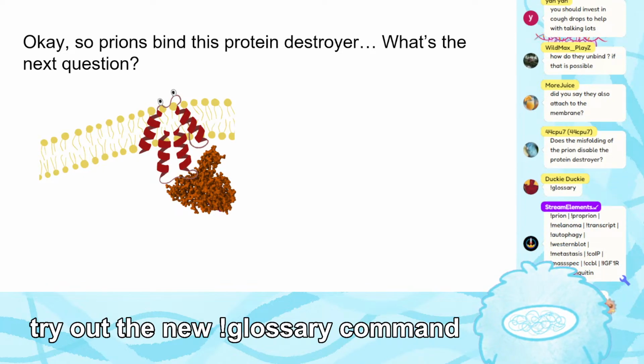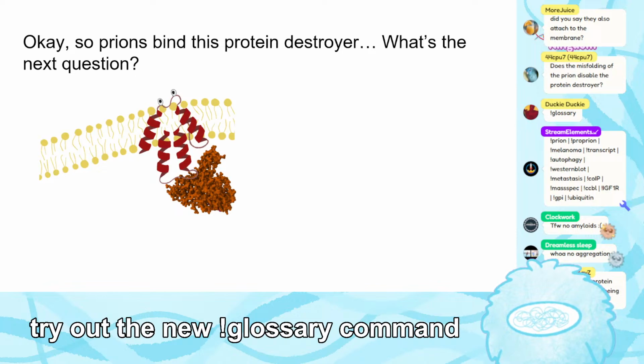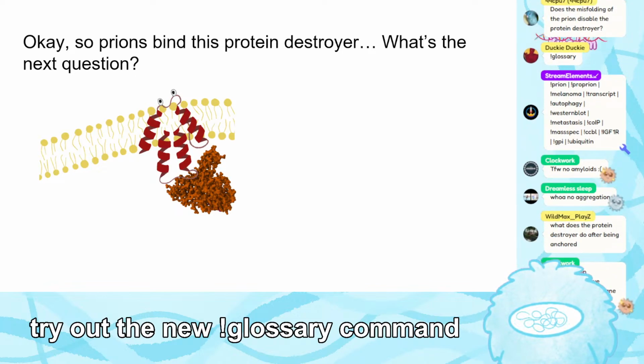What do we want to know next? I think you're going to be kind of mad if I give you the answer. So I really want someone in chat to get it, so I don't take it away from you. Because I think it's going to be like a facepalm kind of moment if I give you the answer. Ah, yes, Wildmax got it. What does the prion destroyer do after being anchored? That's it. Thank you so much, Wildmax.